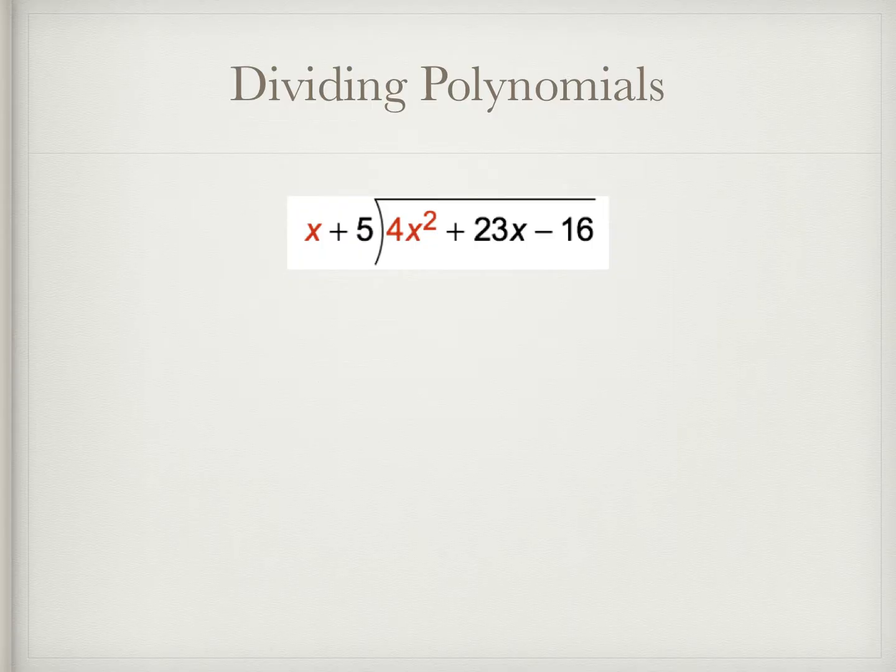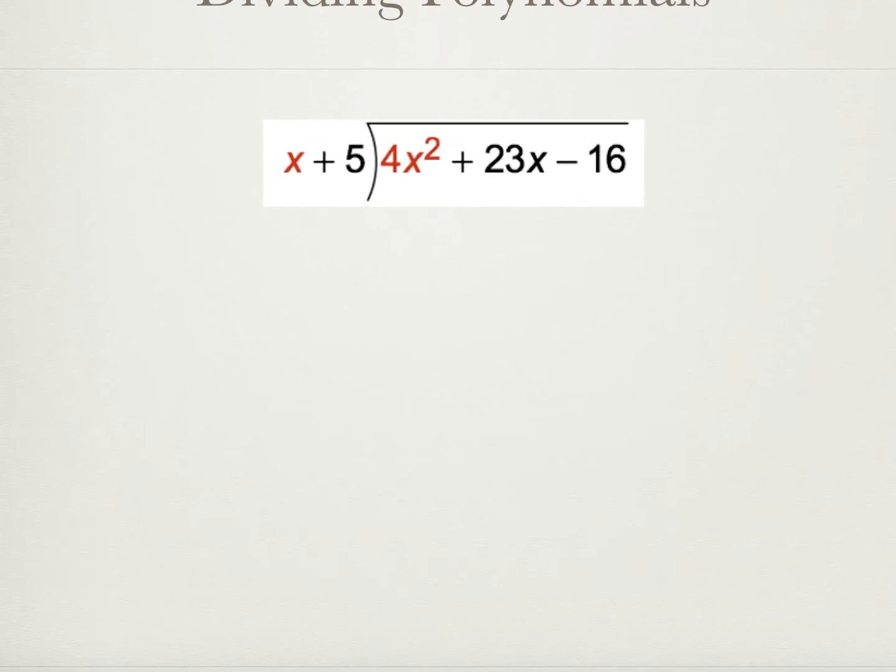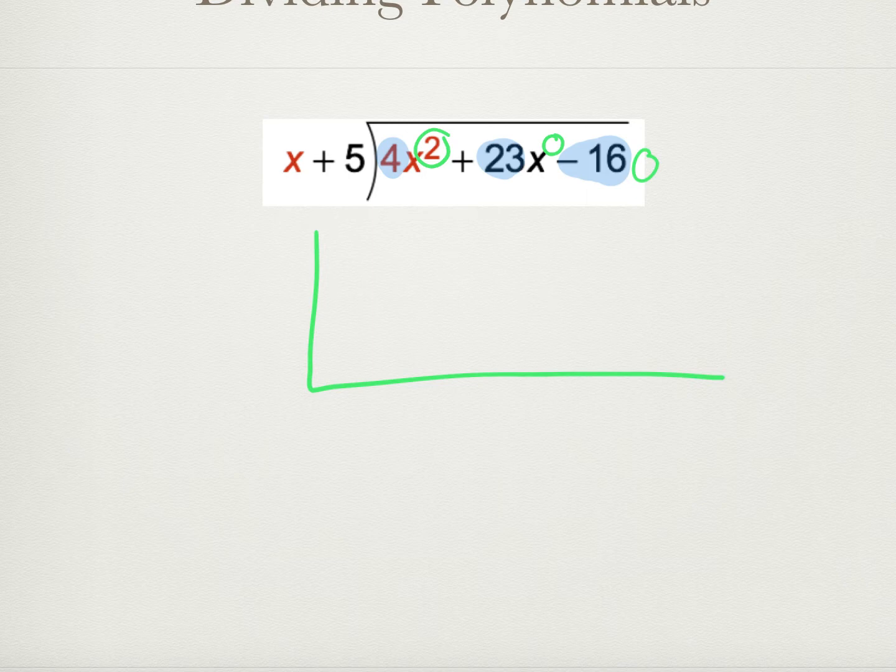So let's look at example 1. In synthetic division, we only care about the coefficients. So inside my box are going to be these coefficients here. Just like before, we always have to make sure all of our terms are represented. So if I have x squared, I have x to the first power, and no x here. So we're good there. So I'm going to put them inside my box. So that means 4, 23, and negative 16 go inside.